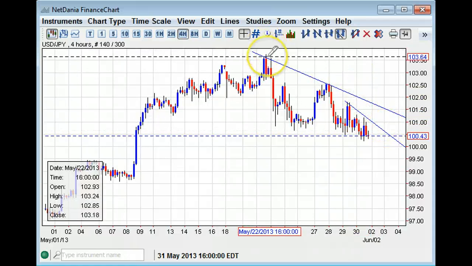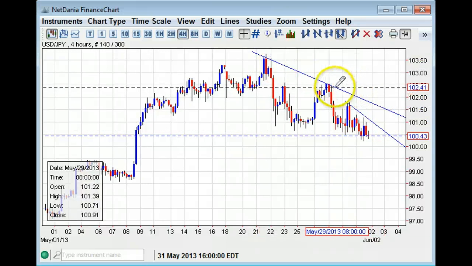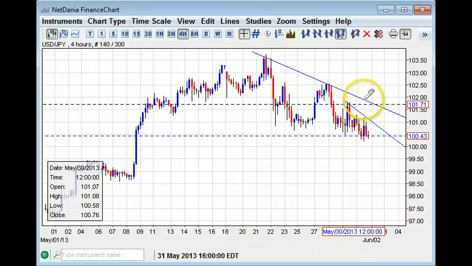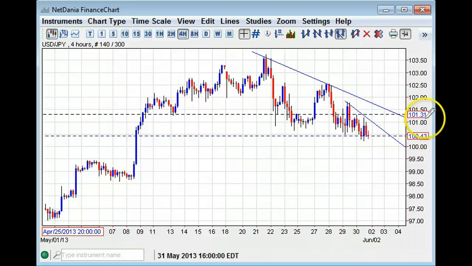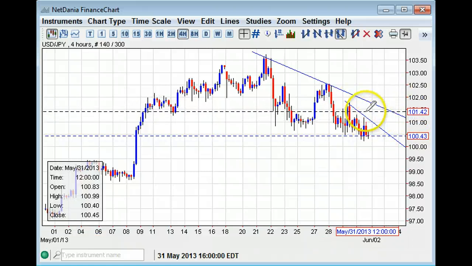We failed. Obviously, this was a spike high at 103.50. Then we failed at 102.50. Then we failed at 101.50, which is kind of interesting. This is just a couple days ago, and now we basically are starting to fail at 100.